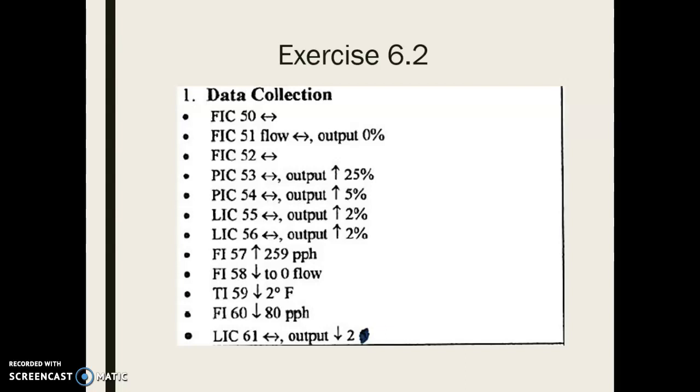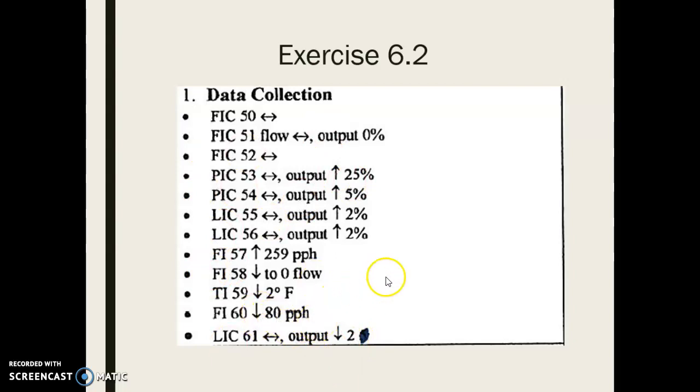TI 59 is down, which is your indicator of your stripper temperature, 2 degrees. FI 60 is the makeup, the condensate, S3, the condensate going to the decanter and joining the blowdown line. That is down 80 pounds per hour. And then the level controller for the separator, that's to the decanter. The separator, S3 level, is okay, but its output is down 2%, which would make this go down.